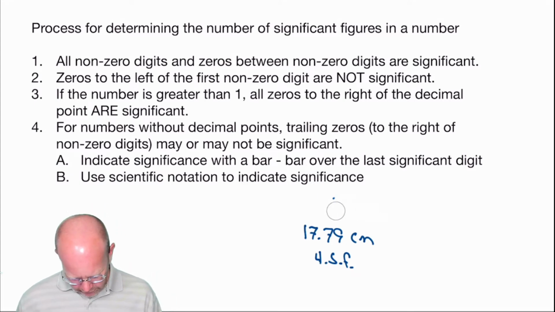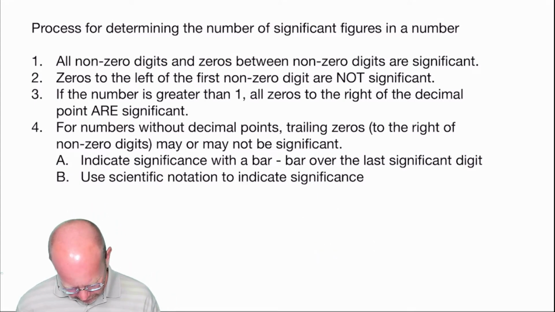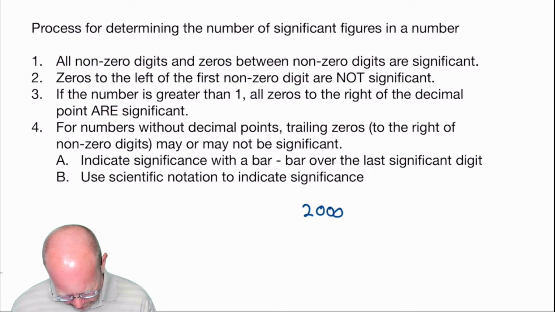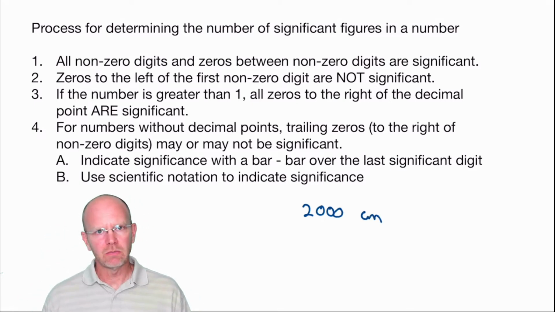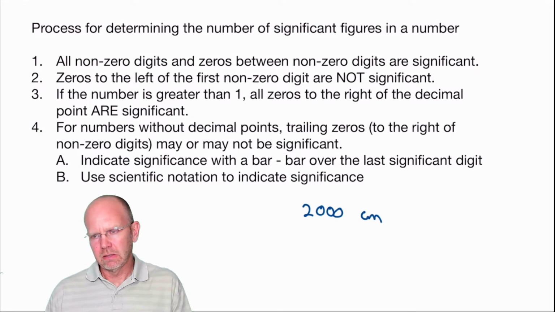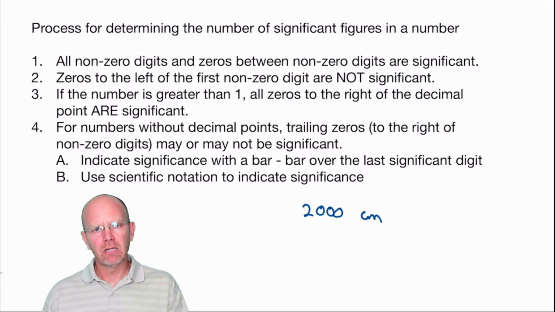Let's say we were making a different measurement, and the measurement was reported as 2,000 centimeters. When we're looking at that number, it's impossible for us to know without more information how many significant digits that number has. So this is a number without a decimal point. The decimal point hasn't been provided. All trailing zeros, the zeros to the right of any non-zero digit, may or may not be significant.